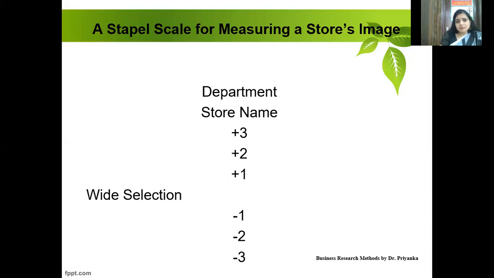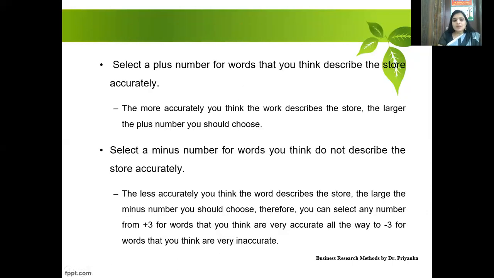For example, you talk about a store name, whether it is actually suiting the store's image or not. If you feel that yes, it is the most appropriate one, then you will choose +3. If you feel it is not appropriate, then you will go towards the negative side. If you feel it is the most inappropriate one, then you will choose -3. Or if you don't know anything about it and are not able to decide, then you can choose +1 or -1. These are more towards neutral.